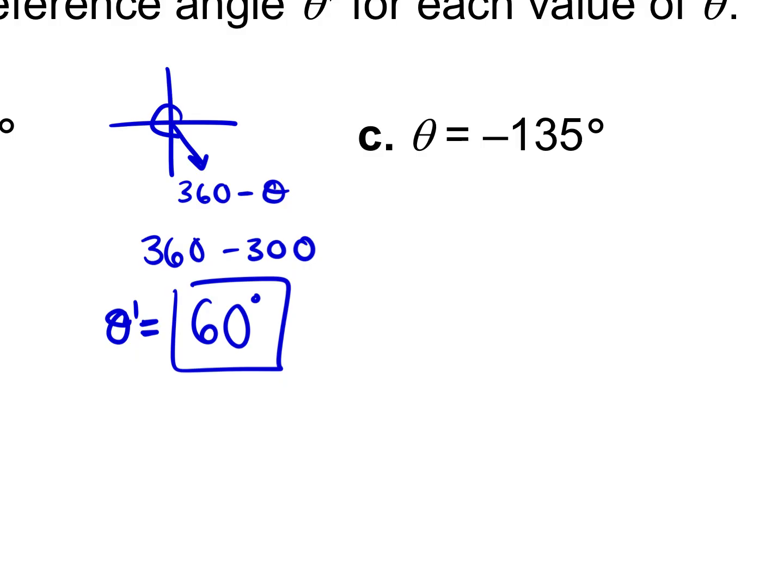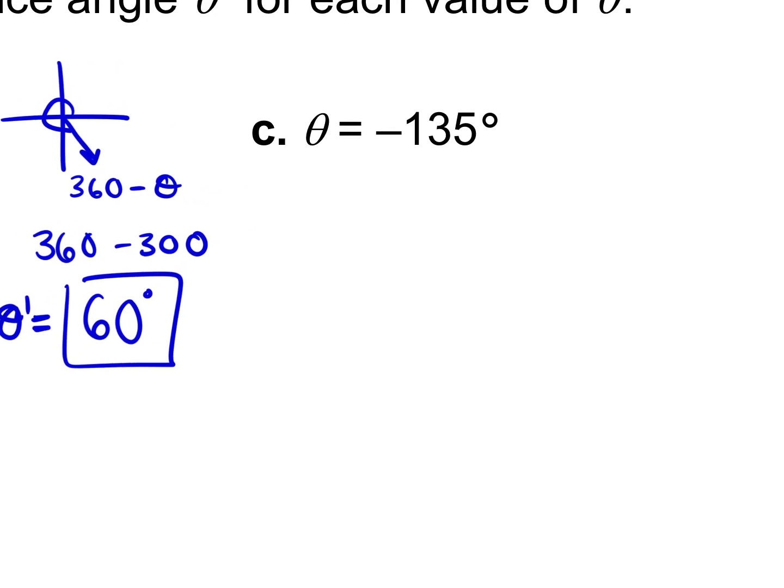For C, we want to do the same thing. However, the formulas don't work if it's negative. You can't just plug it right in, do your 180 minus your theta if you have a negative number. Your number has to be somewhere in between 0 and 360 in order to just plug it into the formulas. So what do you think I could do to make this negative 135 be in between 0 and 360?